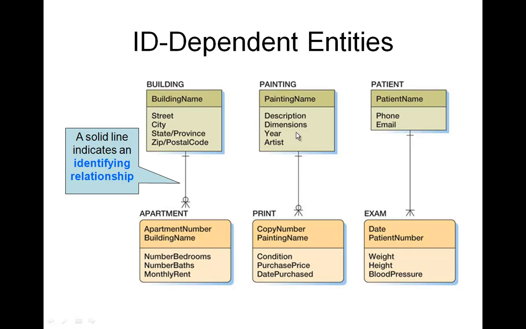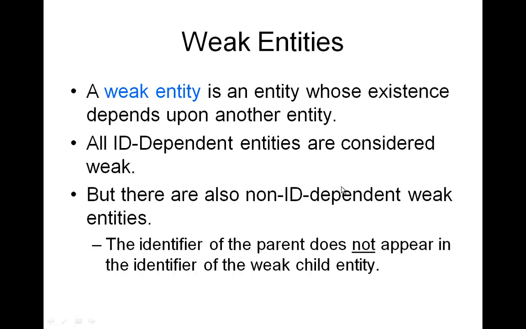Some of these entities are weak entities. The weak entity is the entity whose existence depends upon another entity. All ID dependent entities are considered weak. In the example of the exam and the patient, you'll understand that the exam is a weak entity because it depends on the existence of the patient. So if the patient does not exist, that entity will not exist.